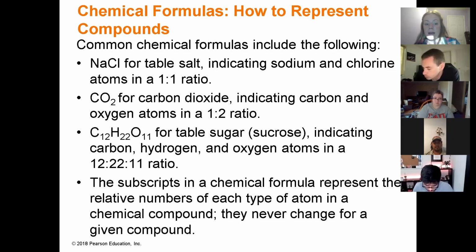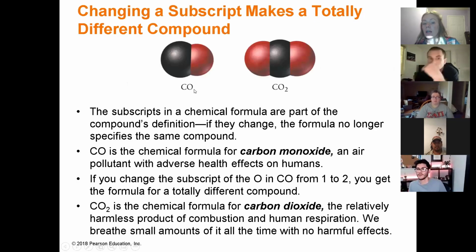A great example of that: let's say I wanted you to write carbon dioxide and you're like, well, that's carbon and oxygen, right? So I'm just going to write carbon and oxygen, and you forget that subscript. You've not made carbon dioxide. This is carbon dioxide over here, carbon with 2 oxygens. This is carbon monoxide, carbon with 1 oxygen.